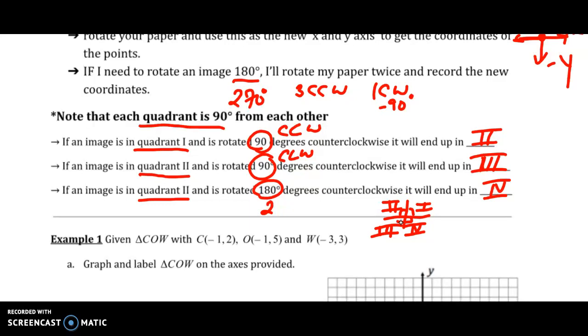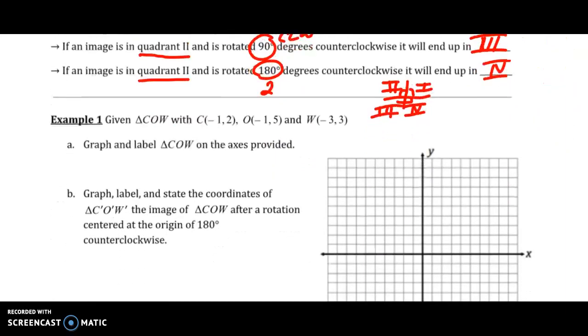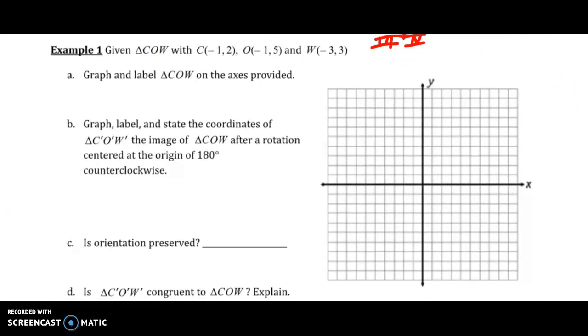So that's it for the summary. You have your rules, you have a method that you can use if you don't remember your rules, and now we'll do an example, and then you have a practice problem to do on your own.